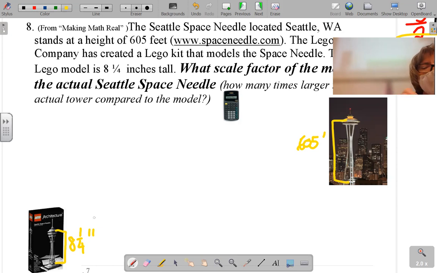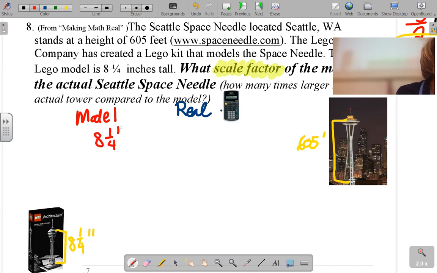Okay, so for our scale factor, Donovan, just to clarify, are we asking from the model to the real, or from the real down to the model? The real down. Okay, read the question again. Okay, we're going from model to real. Always keep that in mind. We're going from the Lego model to the real Space Needle. So our model is 8 1/4 inches, and our real is 605 feet. And we're asking, 8 1/4 times something is 605 feet.